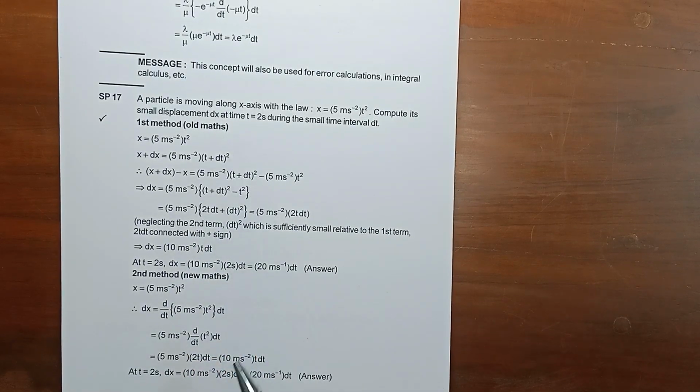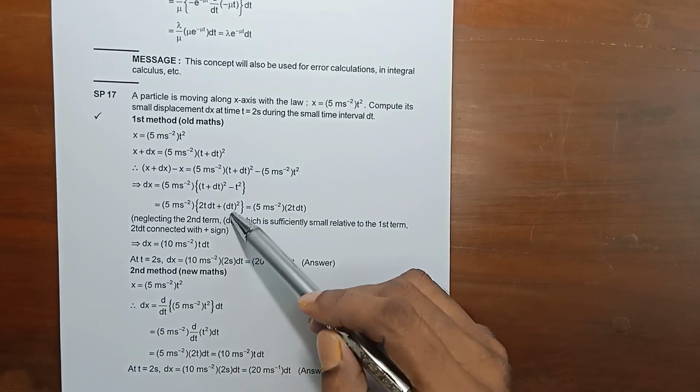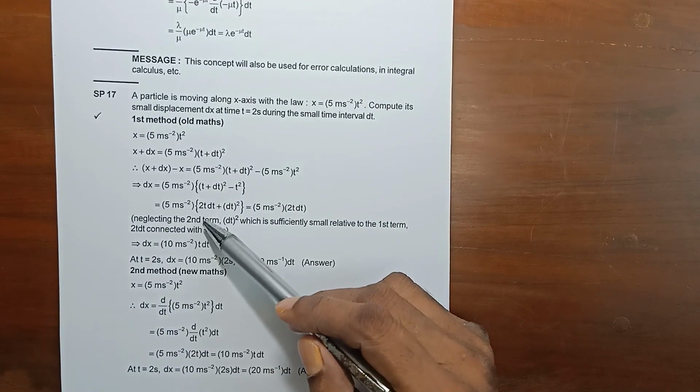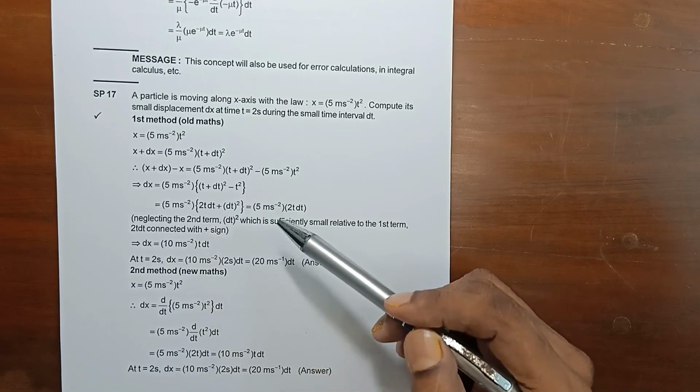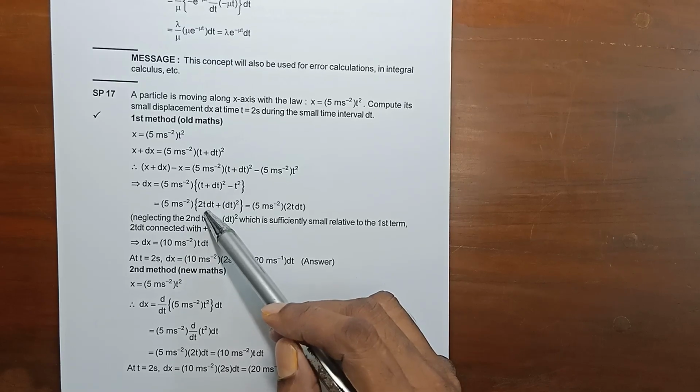Now you see the old math concept: dt square, dt tends to 0, you know. So if you have dt square, dt cube, dt to the power 5 and so on, they are much smaller than the first term also.